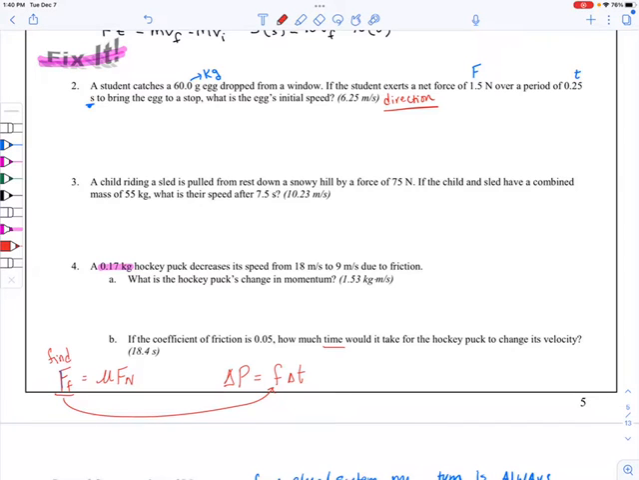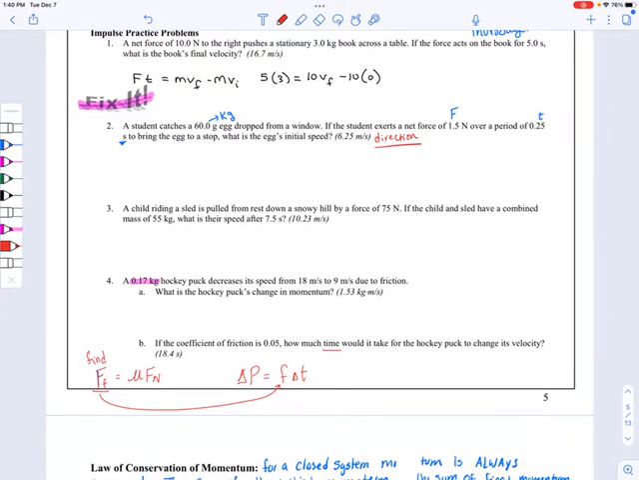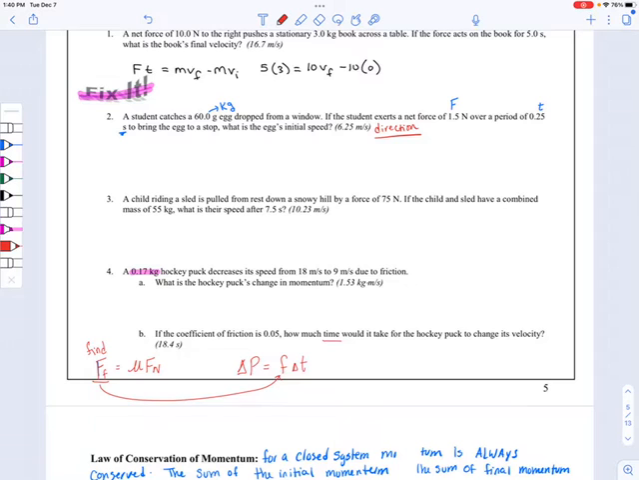Okay, so take some time and work through the impulse practice problems before you move on to the next item on your agenda.